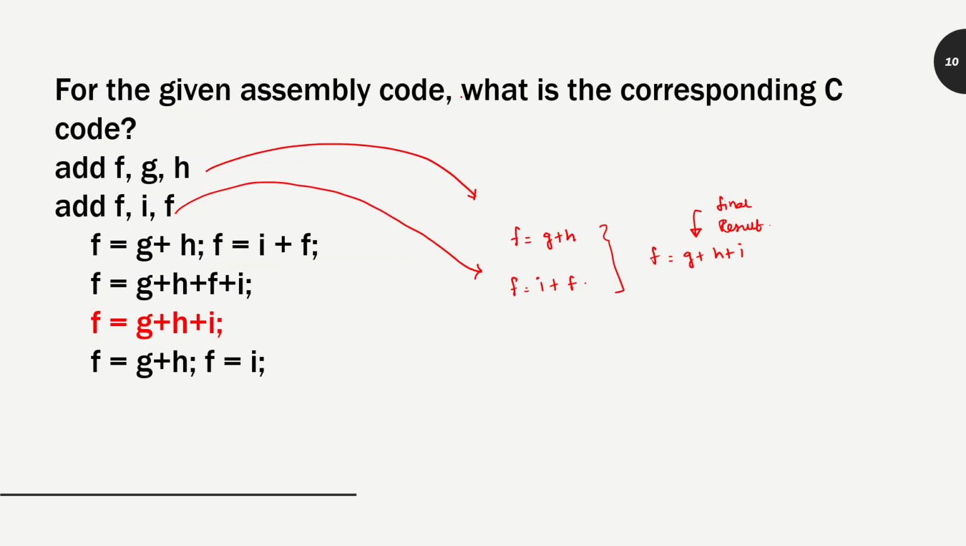Now for the given assembly code, what is the corresponding code? Add f, g, h. Now how is it to be written? f is equal to g plus h. Add f, i, f. What do you mean by that? f is the summation of i plus f. That's it. Now what do we get? f is nothing but calculated from i plus this result. So i plus g plus h is the answer. Is it available here? That's all.